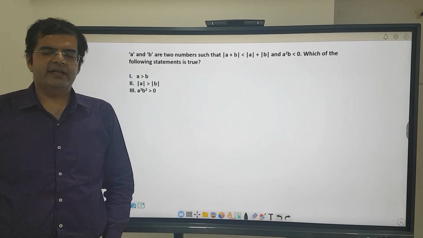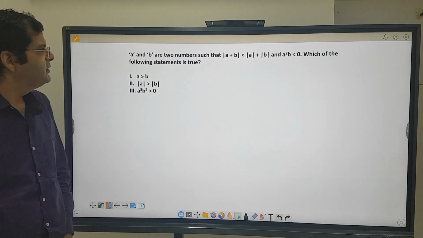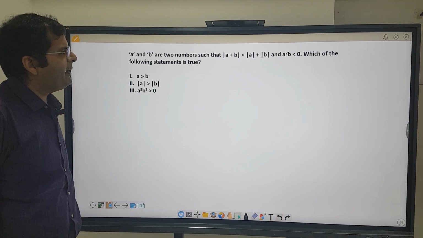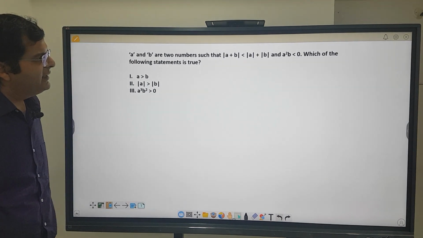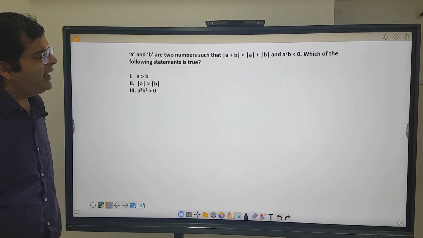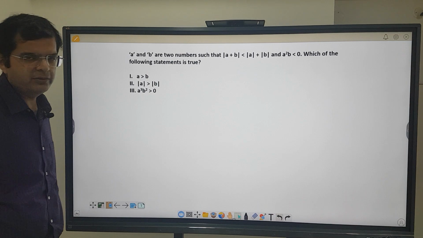So this is the 42nd question of the algebra chapter. The question says that a and b are two numbers such that the absolute value of a plus b is less than the absolute value of a plus the absolute value of b, and a square times b is less than 0. Which of the following statements is true?